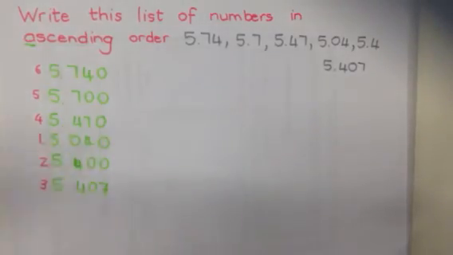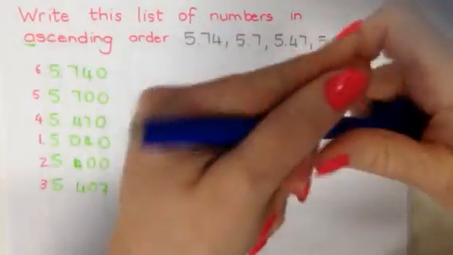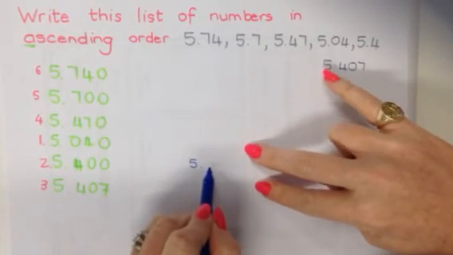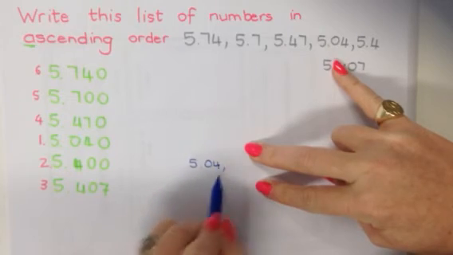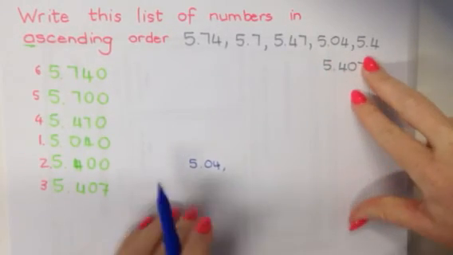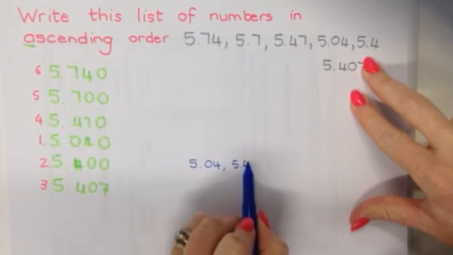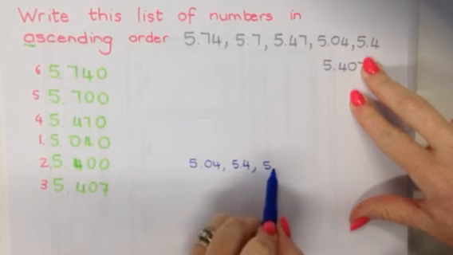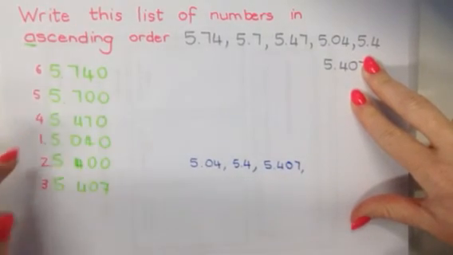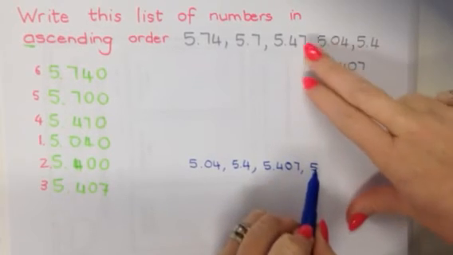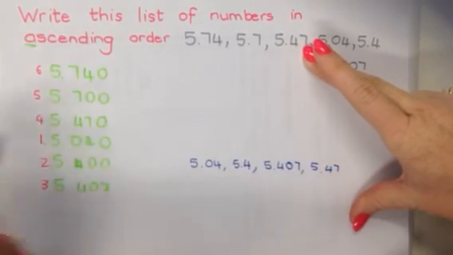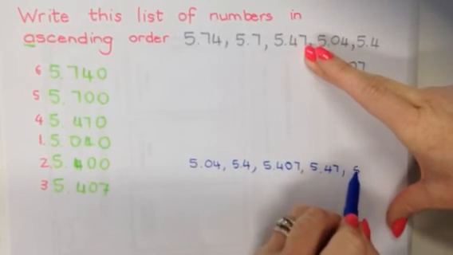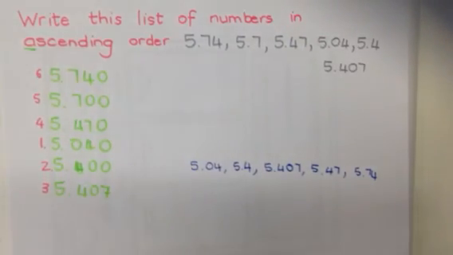But now it tells you to write them in ascending order. So you actually have to say in ascending order. So 1, you've got 5 point, and remember, it was just 04. So we just write 5.04. Then 2, we started with 5.4, so we write 5.4, so we always write them in their original form. 3 was exactly as it is, 5.407. 4 was 5.47. And then 6 was 5.74. And then that'll be your answer.